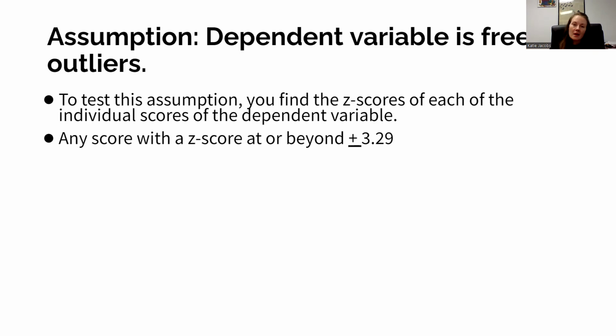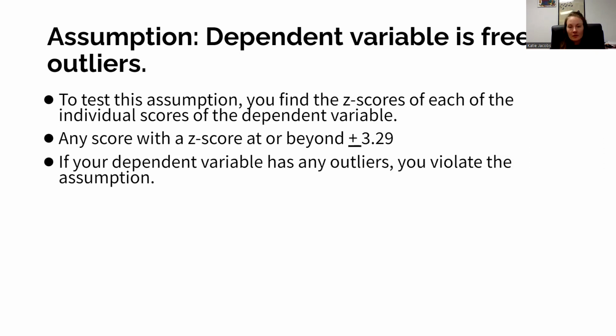So we remember that an outlier is defined as any score with a z-score at or beyond plus or minus 3.29. That means if you have a z-score that is positive 3.29 or bigger, or a negative 3.29 or smaller, those are outliers. If you have a dependent variable that has any outliers, you violate this assumption.